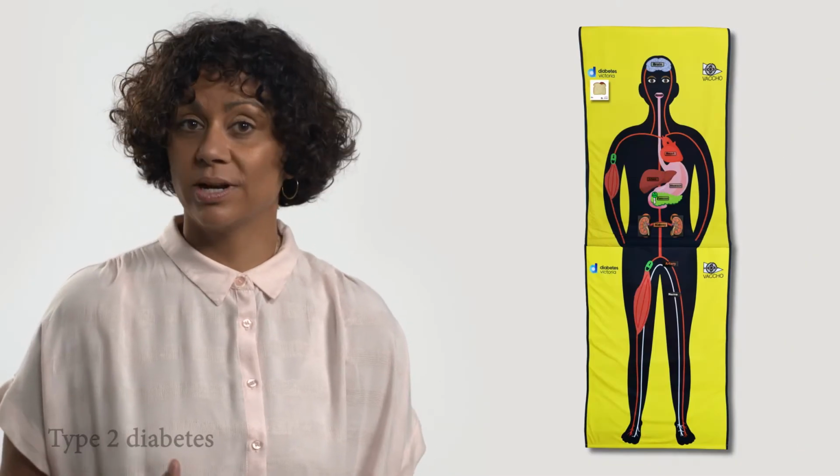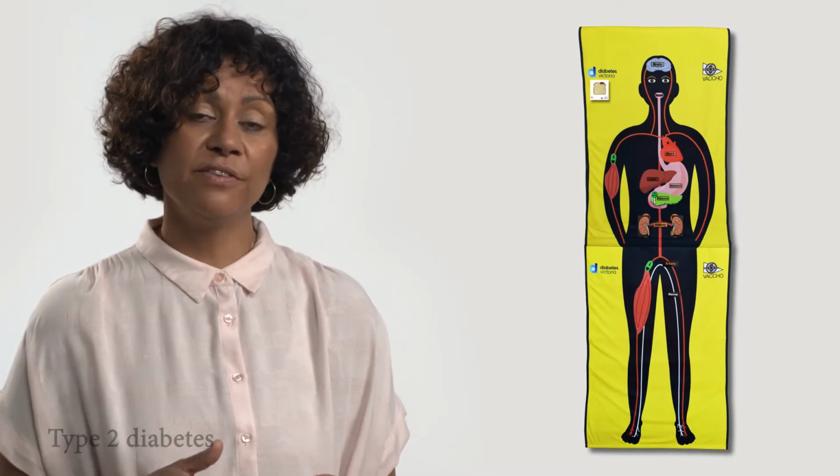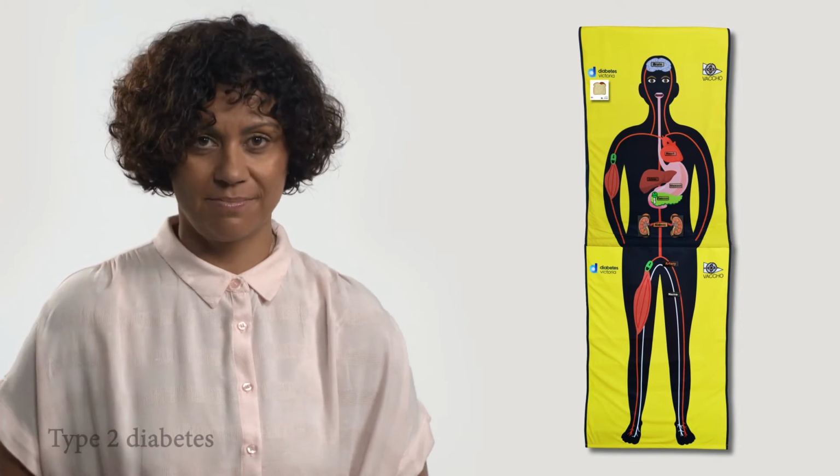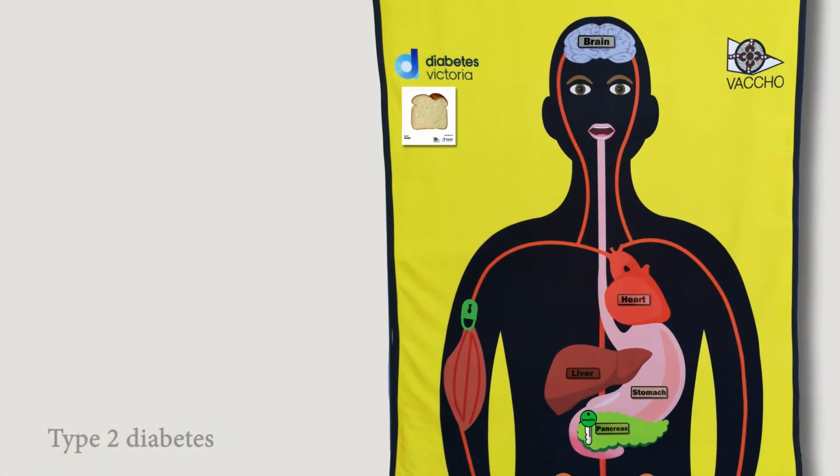Now let's look at what happens to glucose in the body of a person with type 2 diabetes. In type 2 diabetes, the carbohydrate food is eaten and broken down into glucose just the same as in a person without diabetes. The glucose is absorbed into the bloodstream and travels around the body in the same way too.